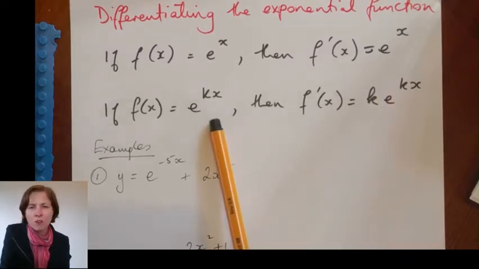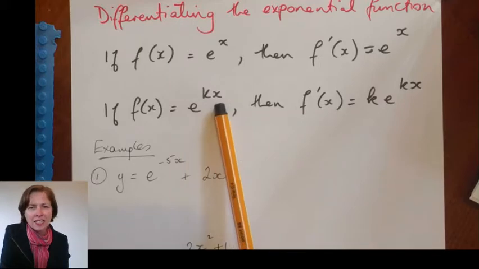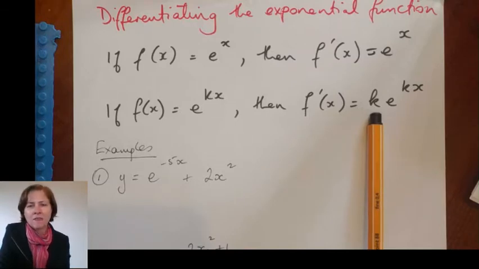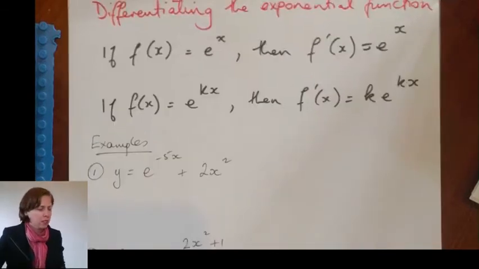It's slightly different when I have a constant multiplied by x there, such as e to the kx. When I find the derivative there, I bring the constant out the front. The derivative is k times e to the kx. So what I'm going to do now is take you through two short worked examples to show you how to use it.